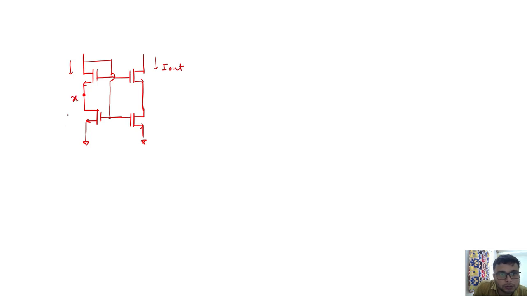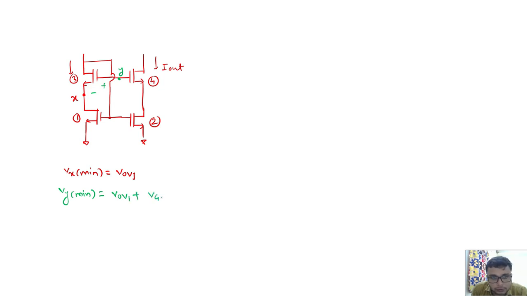So what is the minimum value of Vx? Vx minimum is the minimum value at node X. So this minimum value plus this VGS is the minimum value of this node Y. So Vy minimum is Vx min, that is my V overdrive 1 plus VGS of 3. If I am considering all the transistors identical, it will be V overdrive plus VTH. It is nothing but 2 overdrive plus VTH.